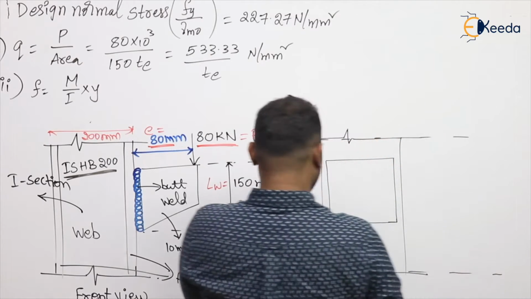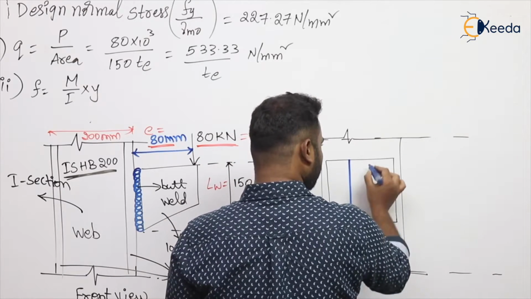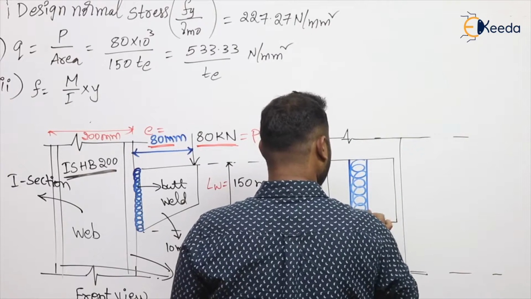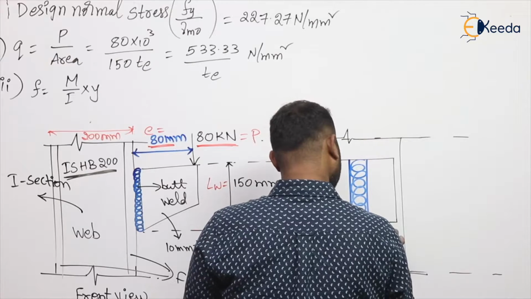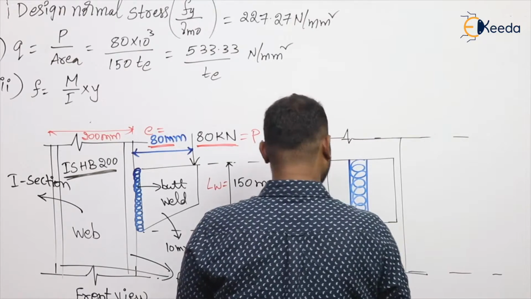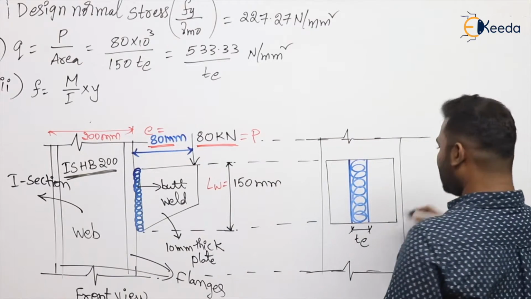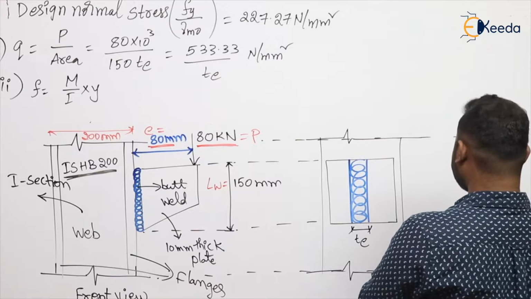Okay, this is the bracket. Here this bracket is connected to that flange by making use of a butt weld. This is where the butt weld is present. This is the throat thickness, and already we know this is the length of the weld. Is it clear? Now, separately I'll draw the cross section of the butt weld.